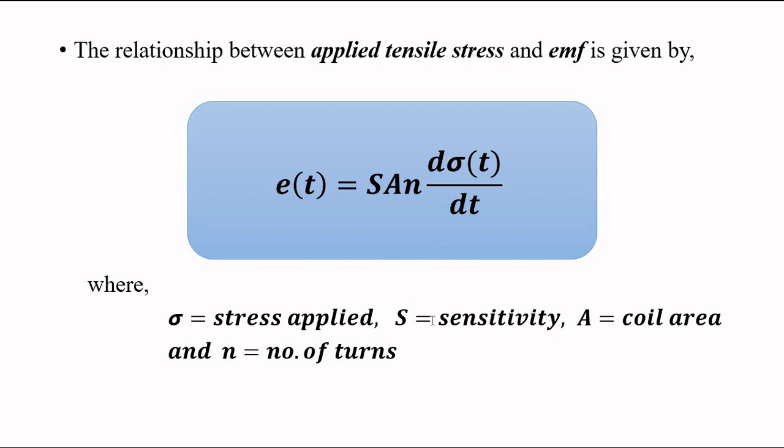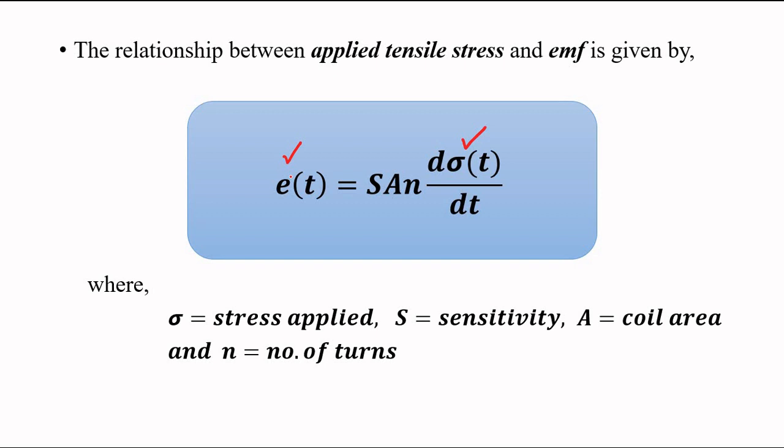So sensitivity is the output by input ratio, change in output divided by change in input. Here the output is in terms of EMF, that is voltage, and the input is in terms of stress, that is newton per meter square, or whatever other units of pressure are used. Then A is the coil area and N is the number of turns of wire. So this is the relationship between EMF, that is voltage, and change in stress with respect to time.